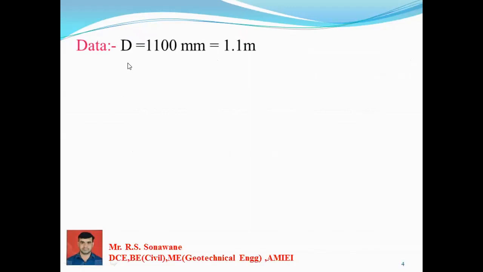First we have to write the data. What are the data given? D, that is the diameter of the sewer, which is already given as 1100, that means 1100 mm, that is equal to 1.1 meter. Second data, the Manning constant n is 0.012, and S, that is the grade or slope, is equal to 1 in 300, that means vertical 1 meter, horizontal 300 meter. That will be the slope of that sewer.